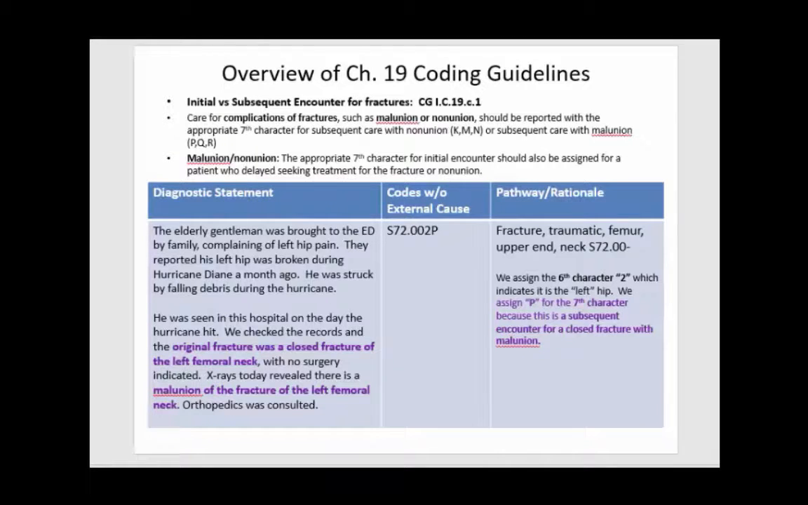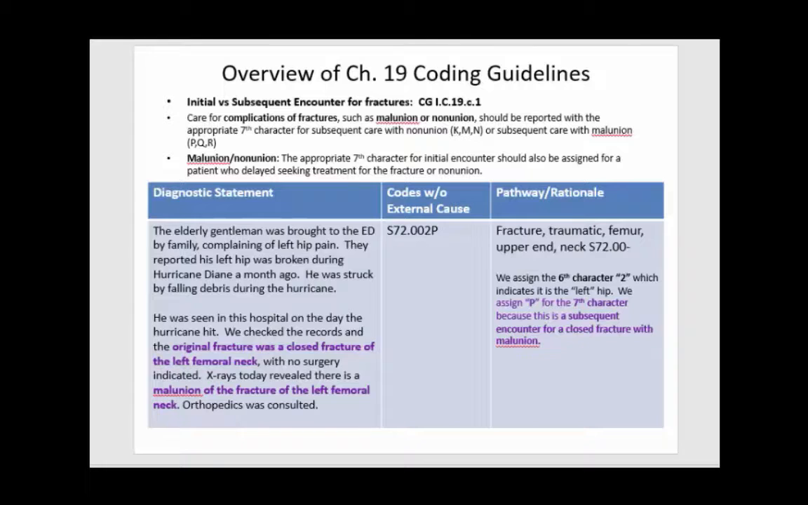The next guideline has to do with the malunion and the non-union, something we've already talked about. But in this case, the patient did seek treatment. If you read the diagnostic statement, he was brought to the ED by family, and they reported his hip was broken during Hurricane Diane a month ago, and he was struck by falling debris during the hurricane. He was seen in this hospital on the day the hurricane hit. We checked the records, and the original fracture was a closed fracture of the left femoral neck. X-rays today reveal there's a malunion of the fracture of the left femoral neck, and orthopedics was consulted.